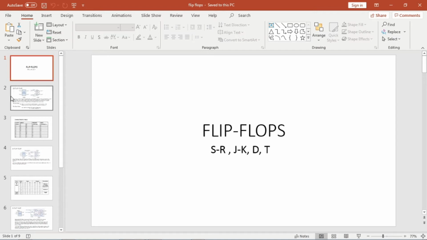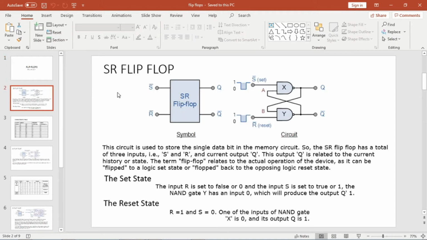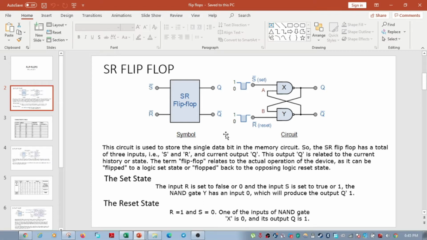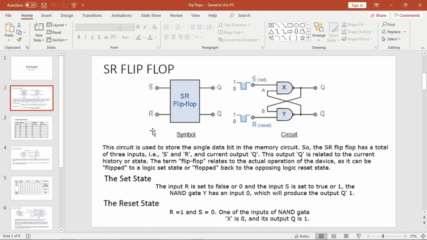Into flip-flops. SR flip-flop. SR flip-flop is a circuit which is used to store a single bit of data. Here we have three inputs, S, R and Q, which returns the history of the state. Here we have two states, set state and reset state. When R is 0 and S is 1 and Q is 0, it produces output as 1.